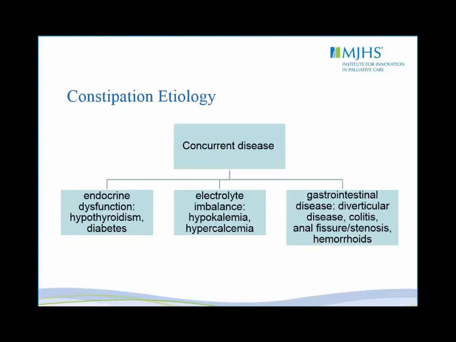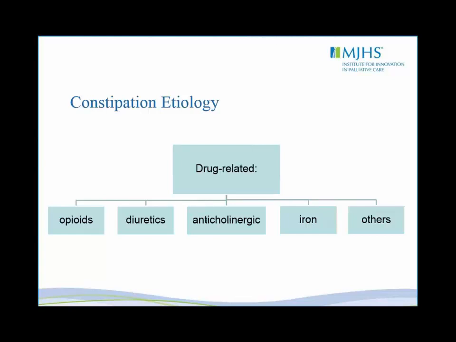Concurrent disease: we all know that electrolyte imbalance, hypokalemia, hypercalcemia, can increase constipation. Endocrine dysfunction, hypothyroidism, diabetes also. GI disease, diverticular disease, fissures, stenosis, hemorrhoids, all of those can contribute to constipation. Drug-related, and this is something that we forget all the time. We put our patients on diuretics, on anticholinergics to decrease secretions, and maybe also on iron. And then opioids, of course, for pain, and then we have to treat severe constipation.